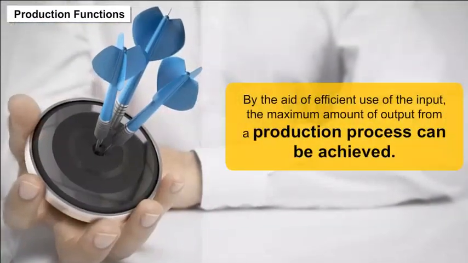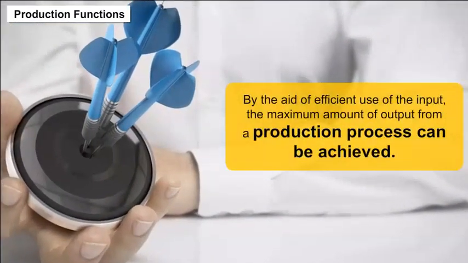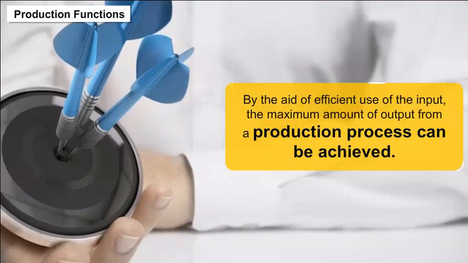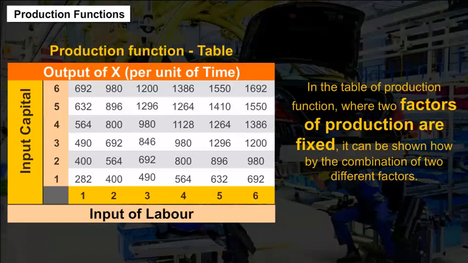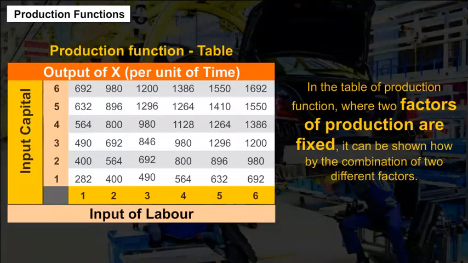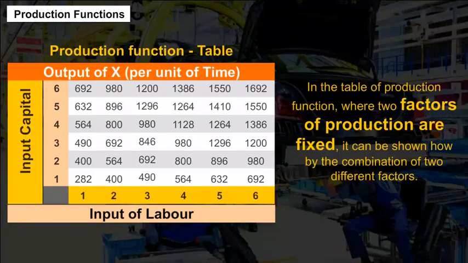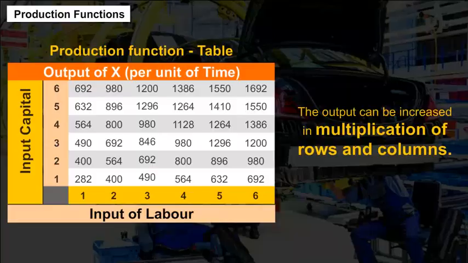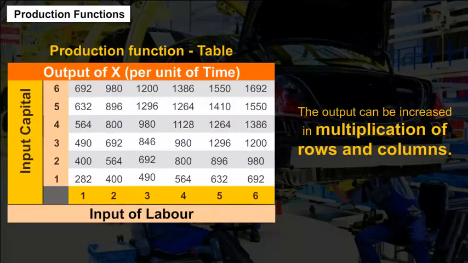By the aid of efficient use of the input, the maximum amount of output from a production process can be achieved. In the table of production function, where two factors of production are fixed, it can be shown how by the combination of two different factors, the output can be increased in multiplication of rows and columns.